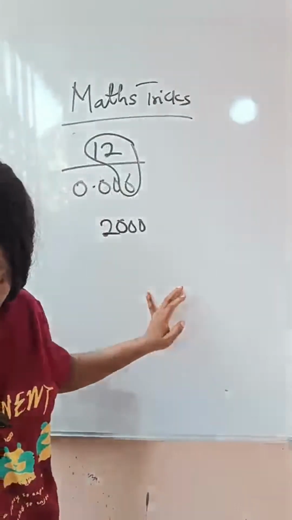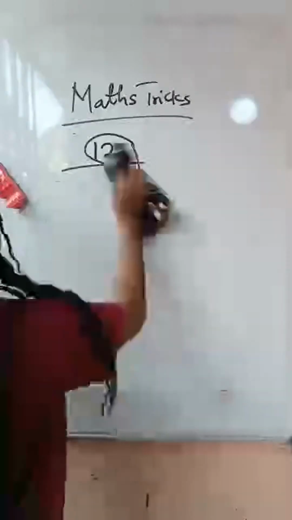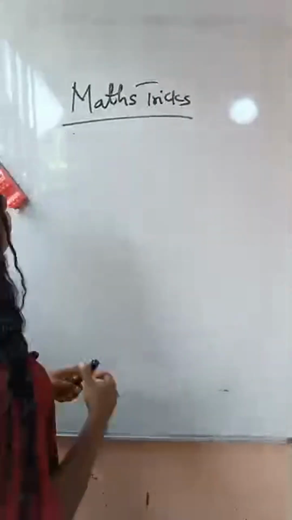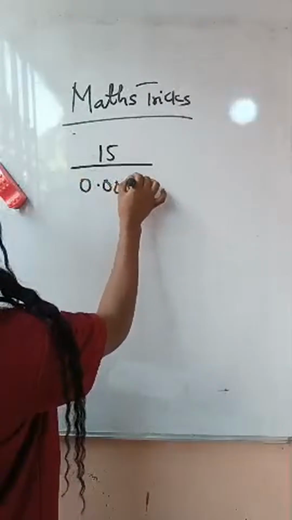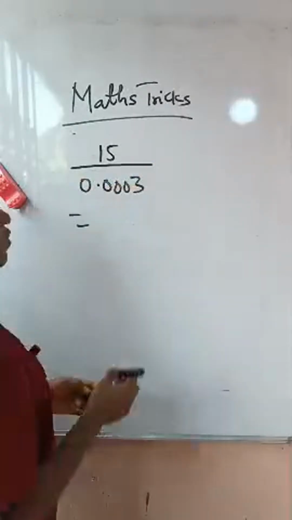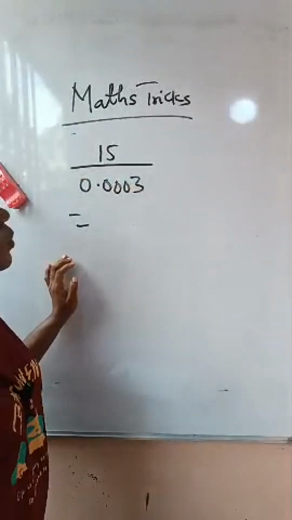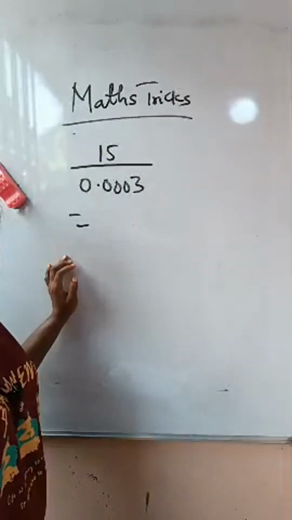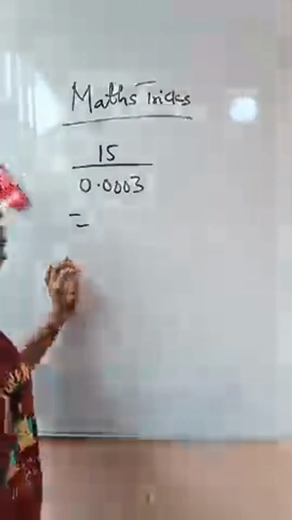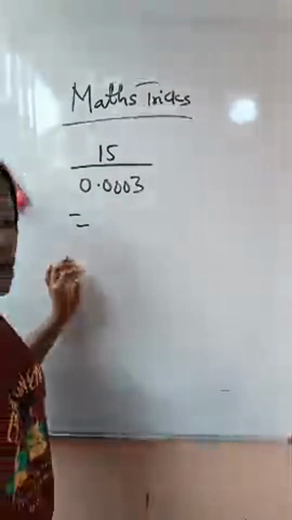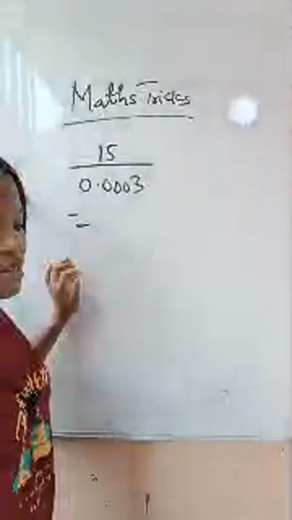Thank you so much. Now, one more question. Okay, this is for you. 15 divided by 0.0003. Without the use of a calculator, what is the answer? Just apply the trick I just explained.